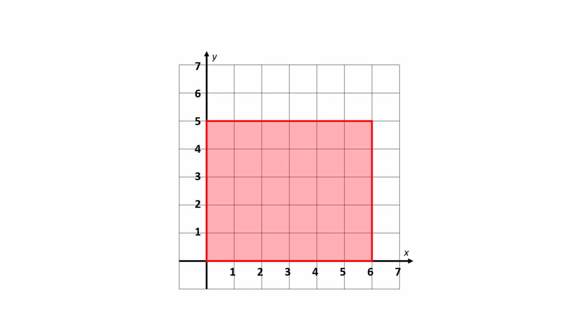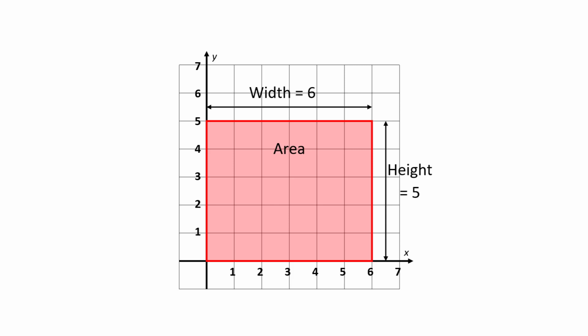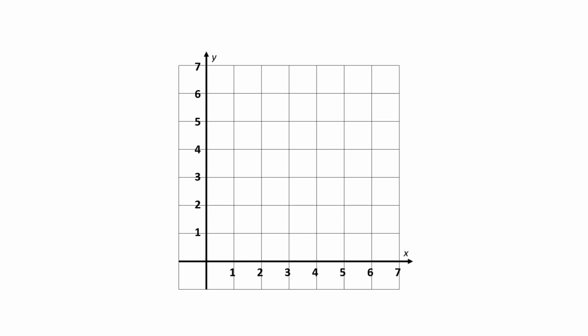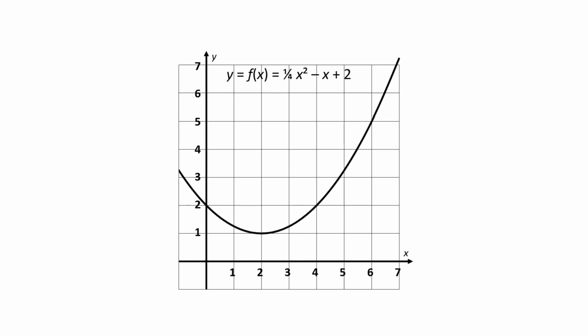We start with a simple shape with an area that is easy to find, the rectangle. The area of a rectangle is height times width, so this rectangle has an area of 5 times 6, or 30 square units. Now consider the area between this curve, y equals f of x equals 1/4 x squared minus x plus 2, and the x-axis, from x equals 0 to x equals 6.